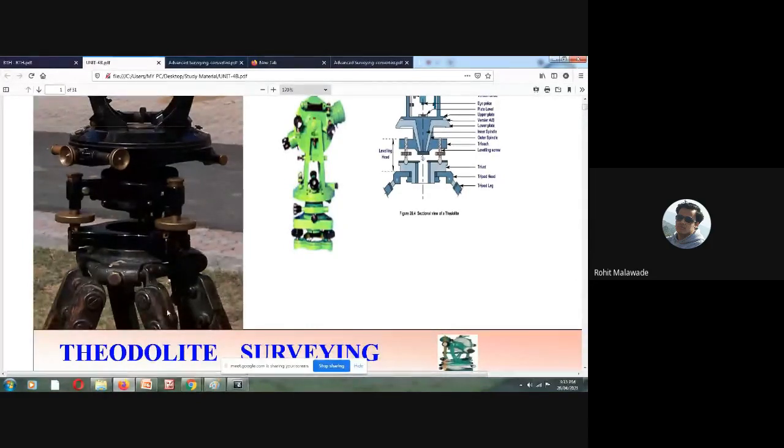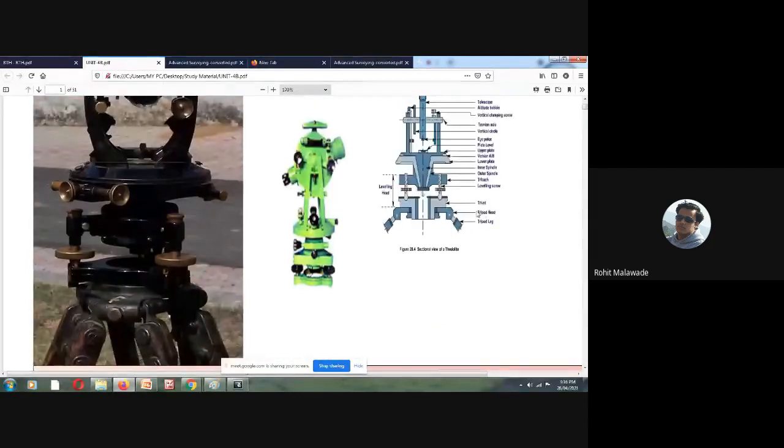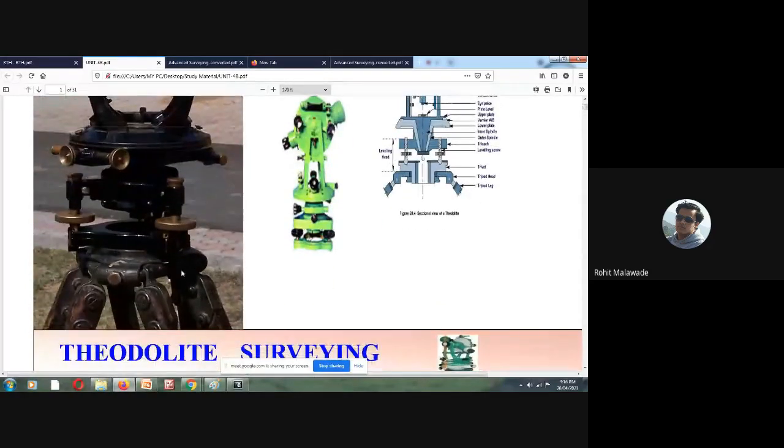This we call a tripod leg, and this particular thing we call the tripod head. Are you getting it? This is the tripod head. Exactly here it is the tripod head. Is it clear?